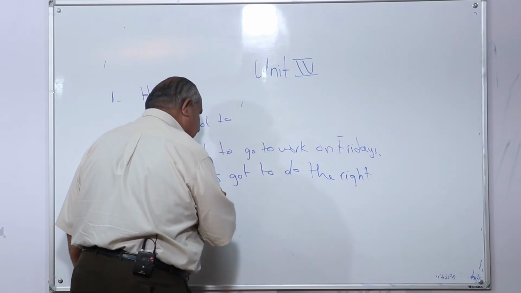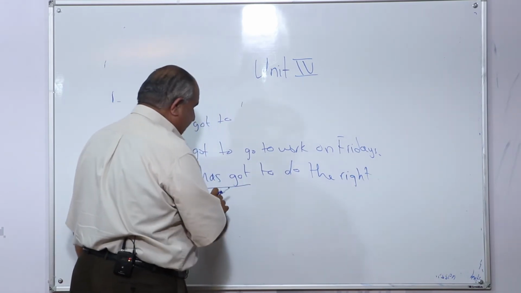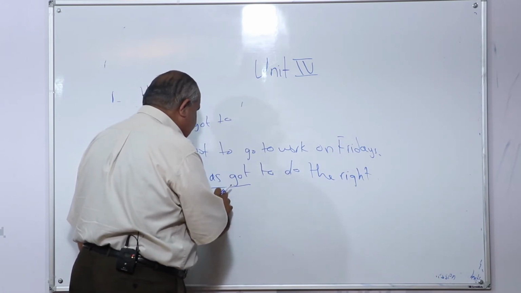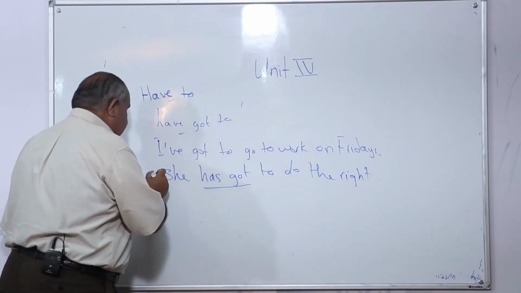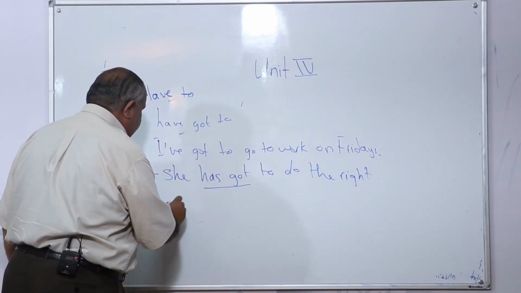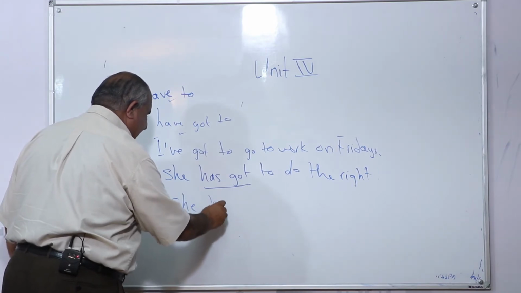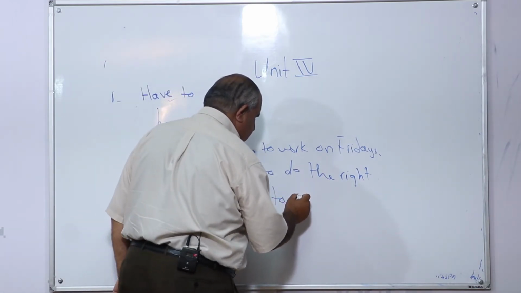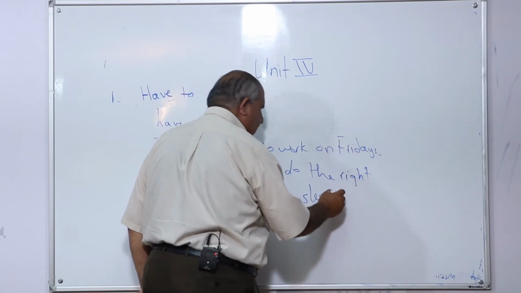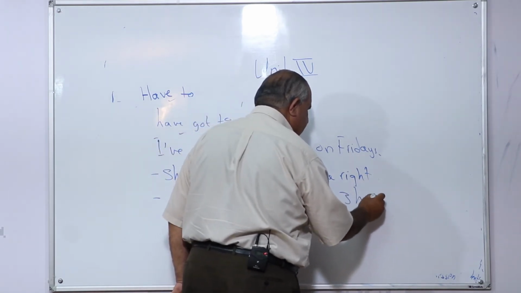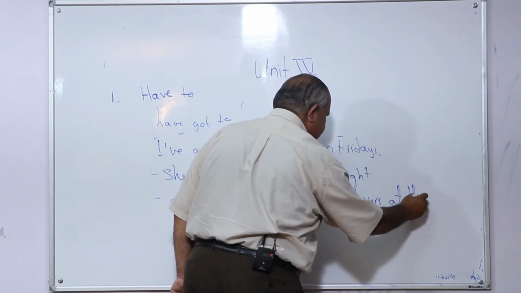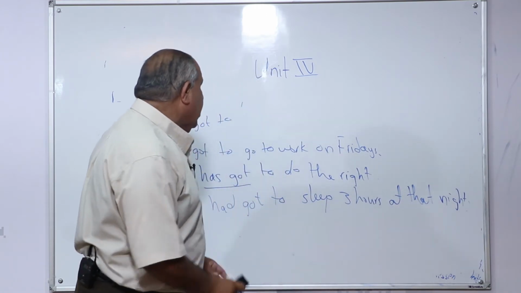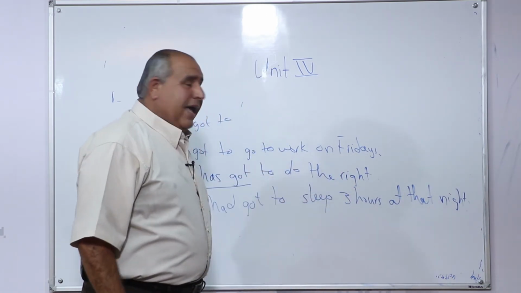Well, this is again an informal variety of English, used in British English more than in American and other dialects of English. We use it also in informal speech. Now, we talk about: she had got to sleep 3 hours that night, which means she was obliged to sleep 3 hours that night.